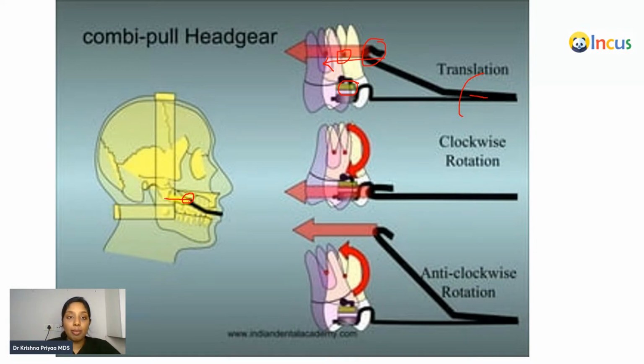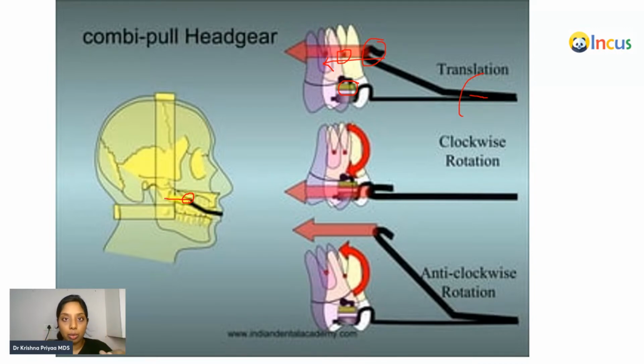So that's why we have an inner bow and outer bow, and a particular angulation between them, so that we target the force at the center of resistance. Thereby, the maxilla will move as such in a translation. What will happen if the entire force is passing below or above the center of resistance? Obviously, rotation will happen. But we can even use it to our own advantage. How?